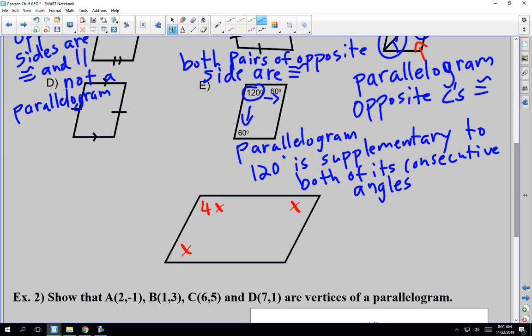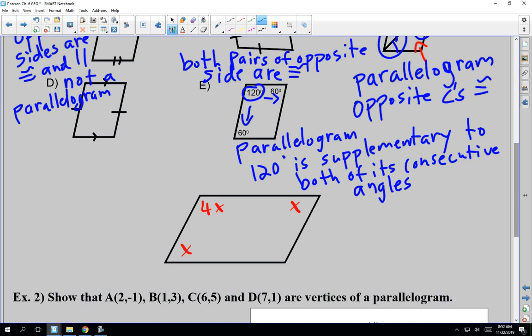This last one on here, I don't have any instructions. It looks like yours does. What would x have to be to make this into a parallelogram? Is what it asks, right? Find the value of x to make the shape a parallelogram. So find the value of x.